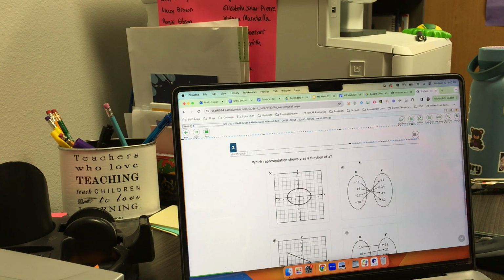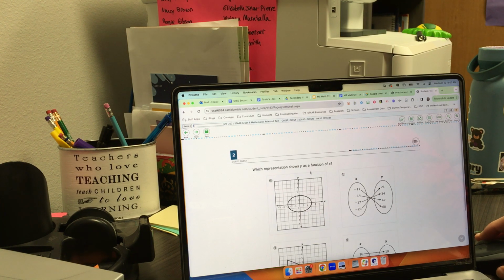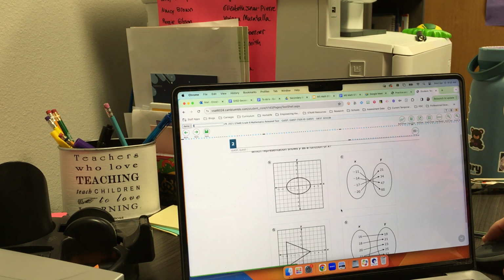Which representation shows y as a function of x? So first I'm going to check my graphs. What I'm looking for is which one of these relationships only has one y value for each of its x's. So an x can only be associated with one y value. Otherwise, it's not a function.